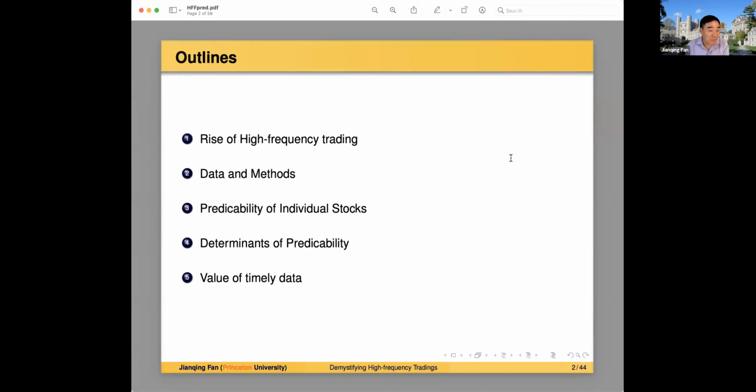So here is my outline. First I'll give a brief introduction, followed by the data and methods. Then I'll tell the results in three aspects: predictability of individual stocks, the environment and determinants for predictability. And lastly, answer what is the economic value of timely data.